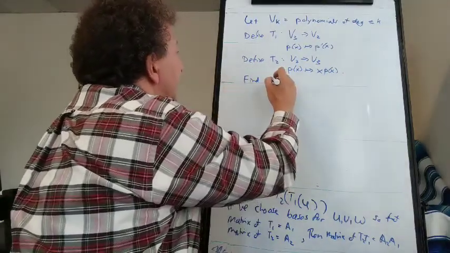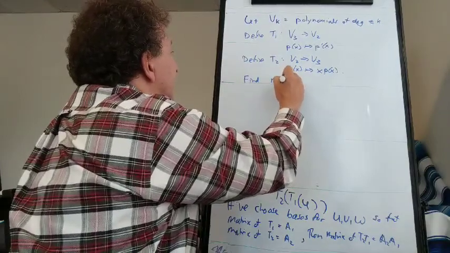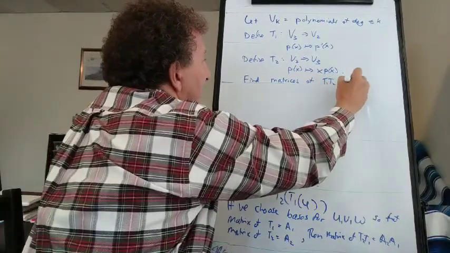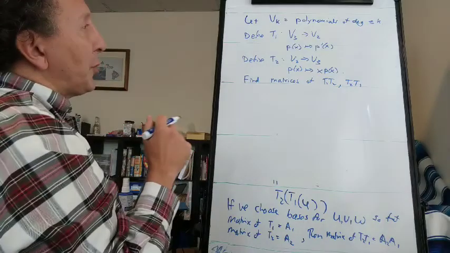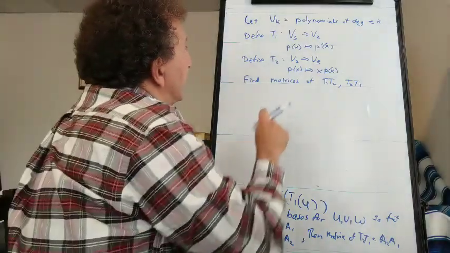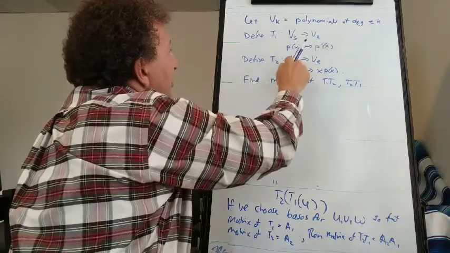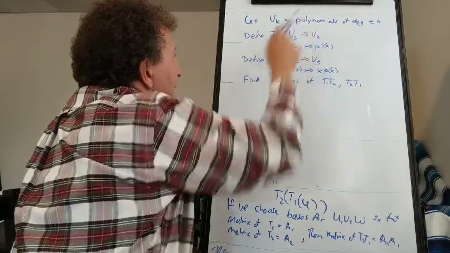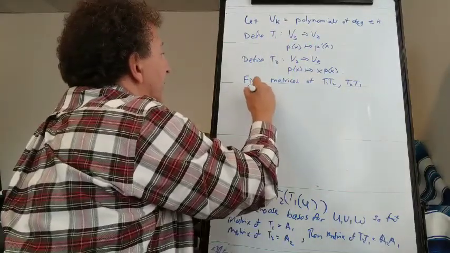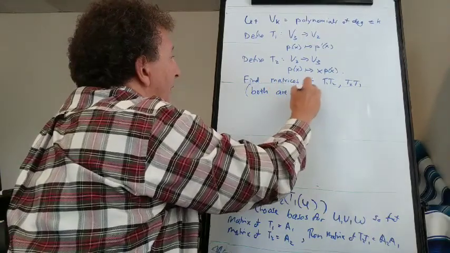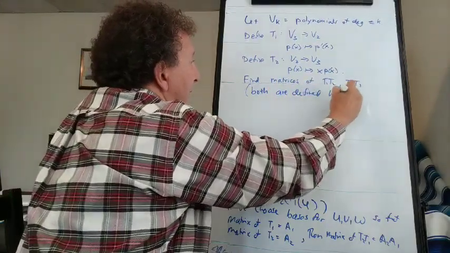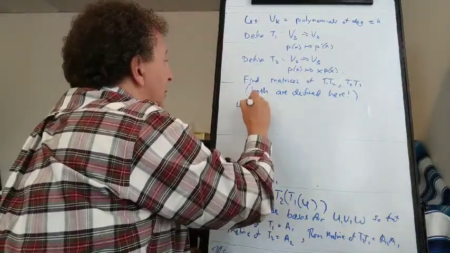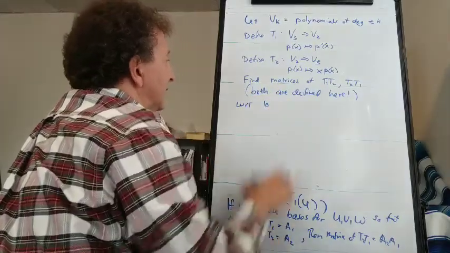And let's find the matrices of T1, T2, and T2 T1. Now they happen to both be defined here, because we could start in V3, get mapped to V2, and then get mapped to V3, or we could start in V2, get mapped to V3, and then get mapped back to V2. So let's find the matrices of both of those linear transformations with respect to the natural bases of the two spaces.